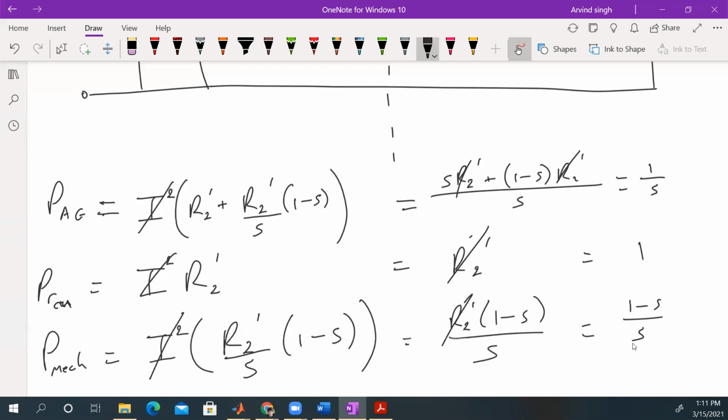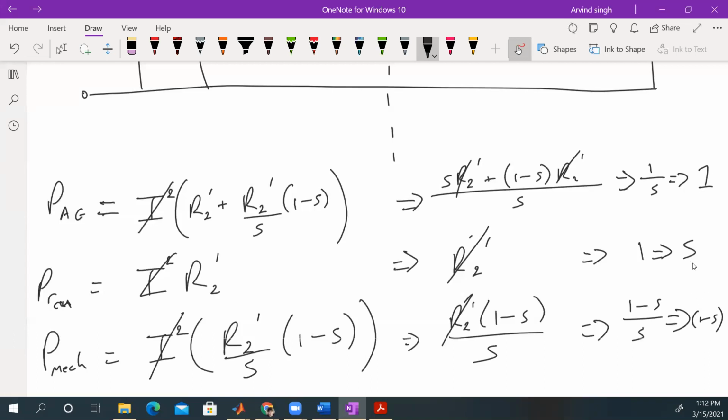This one is equal to 1, and this one is equal to 1 minus S on S. Now I want the air gap power to be 1. So I multiply by S. Then this will become 1, this one will become S, and this one will become 1 minus S. And that is the ratio that we're looking for, right? So what does that tell us? That tells us that if you know the air gap power, you could immediately tell how these powers are being divided.